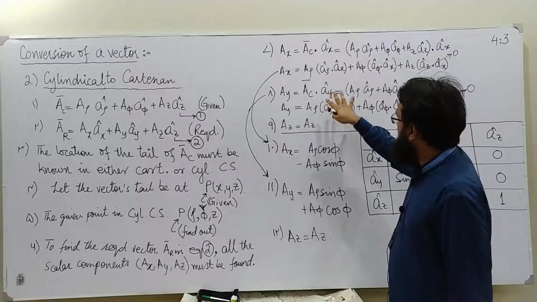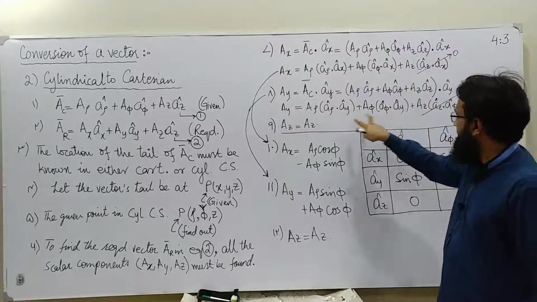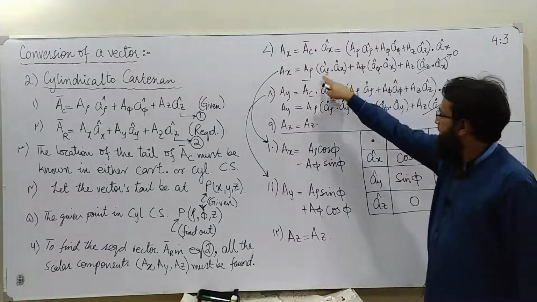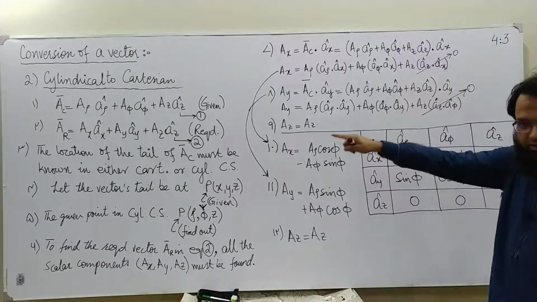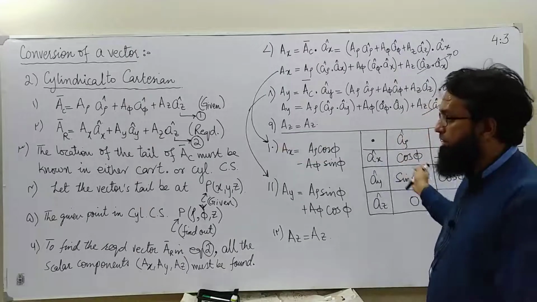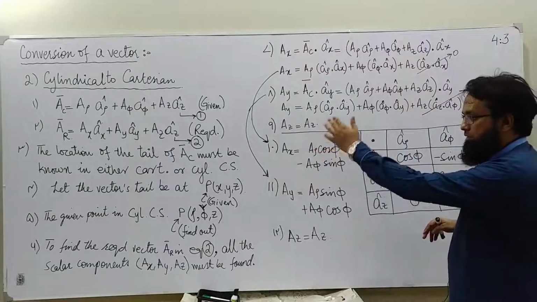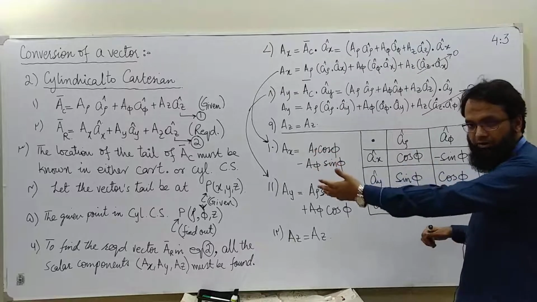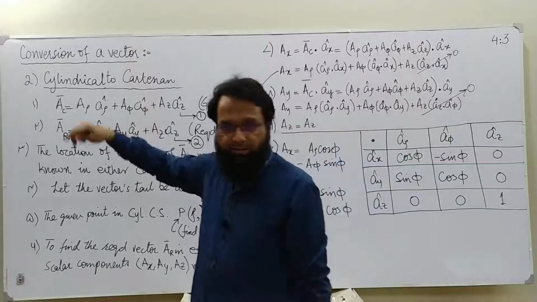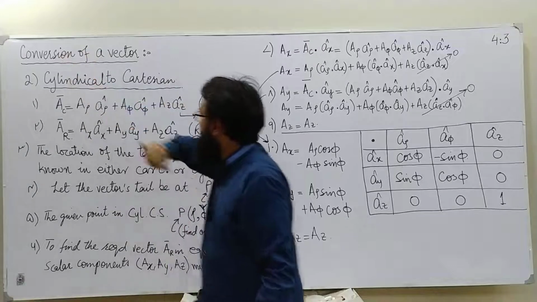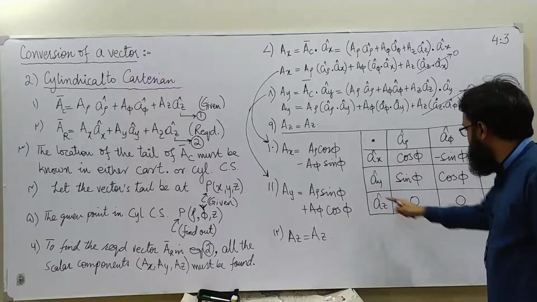Now the terms in the bracket have to be evaluated using this table. So this time a rho dot ax is cos phi. Again, this is the same table as for the case of converting a vector from Cartesian to cylindrical. So this table will be used for two cases: conversion from Cartesian to cylindrical and cylindrical to Cartesian. I am talking about conversion of a vector. We are not talking about conversion of a point; conversion of a point has been discussed previously. So we are talking about conversion of a vector from Cartesian to cylindrical or cylindrical to Cartesian. In both cases, we'll use this table.